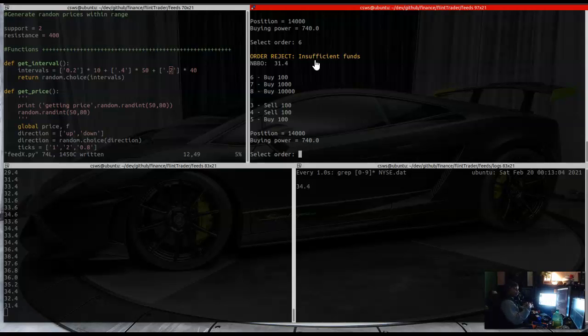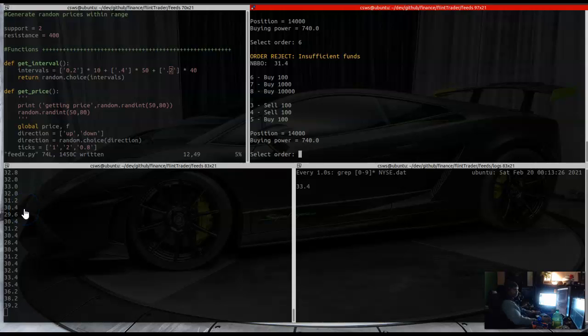So if you try to sell more shares than you have, it's not going to allow you to do that. It's just going to give you this reject, and then it's going to return, because it's a function that I'm running. So it's going to return, which kicks you out of the function. I guess you can't see that code. I can show that to you.